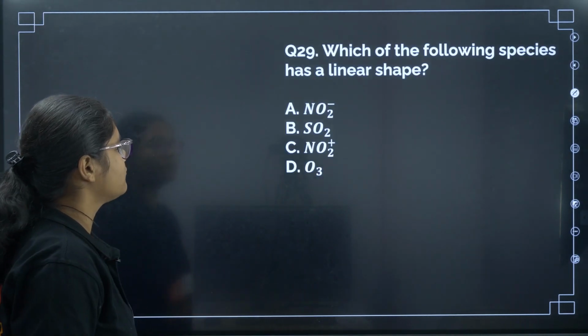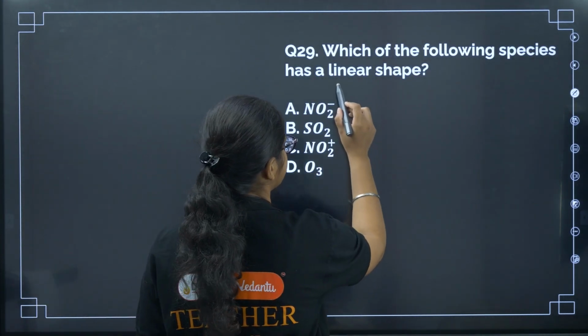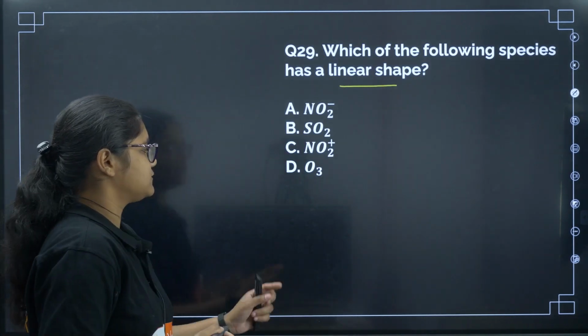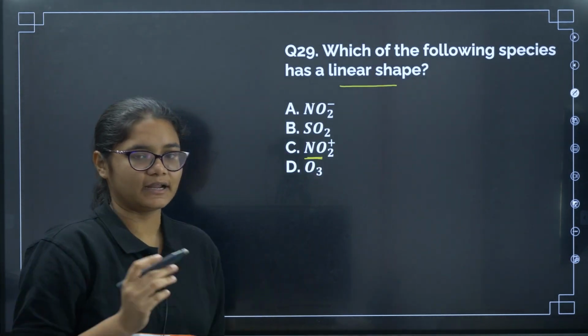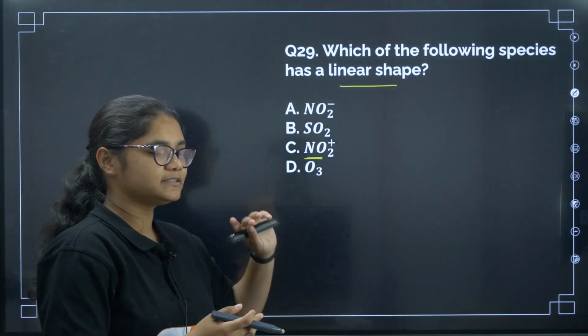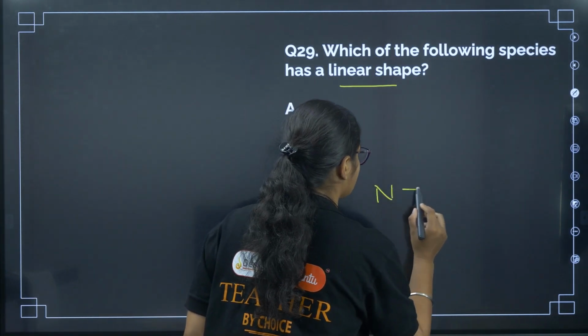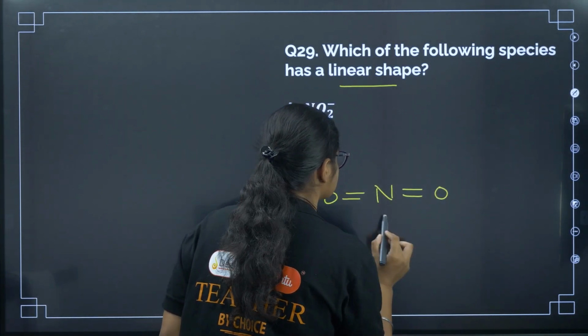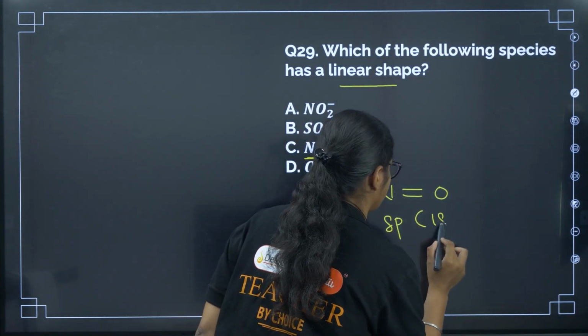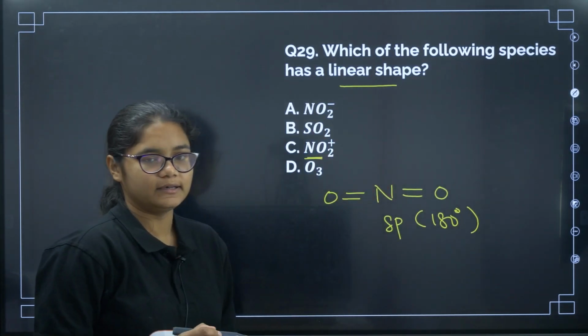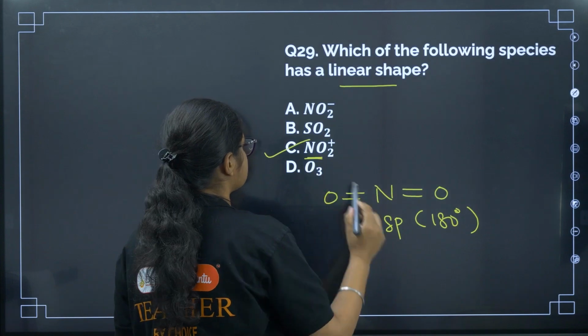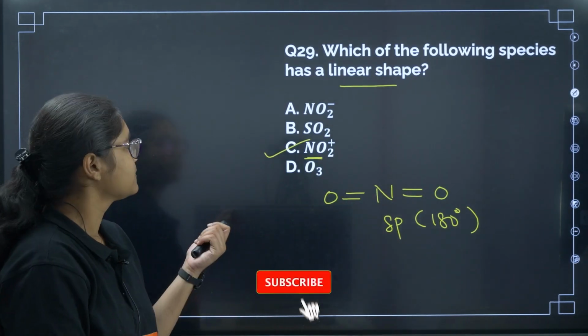Next question, which of the following species has a linear shape? Okay, so if again you have seen this option before, NO2 plus, nitrogen has 5 valence electron, plus charge is there. So we can say like 4 valence electron. Now this one will form bond with 2 oxygens like this. So the hybridization is sp, 180 degree and the shape will be linear. So the correct answer for this question will be option number C.